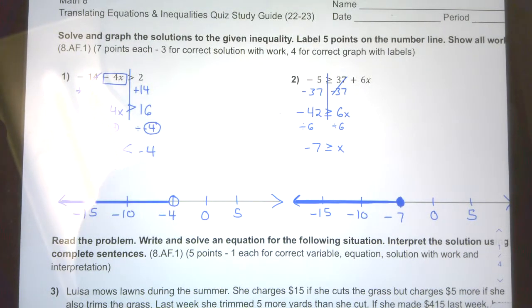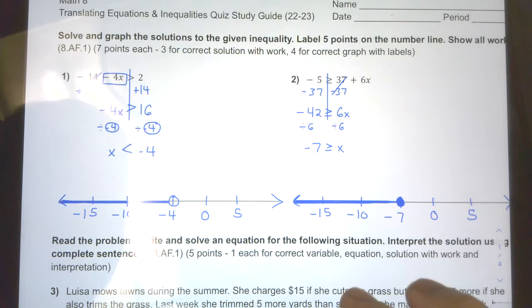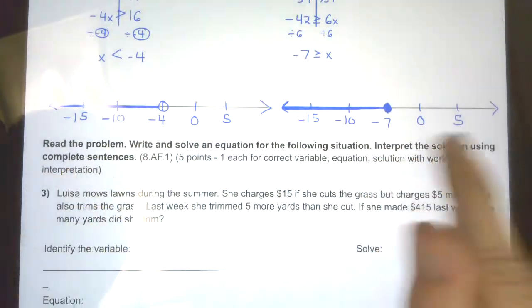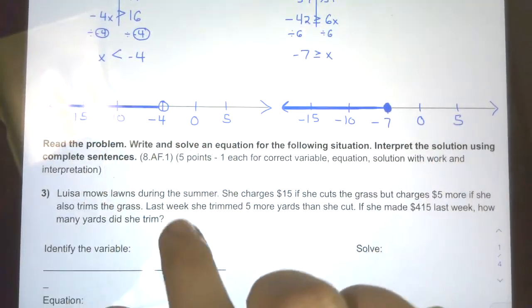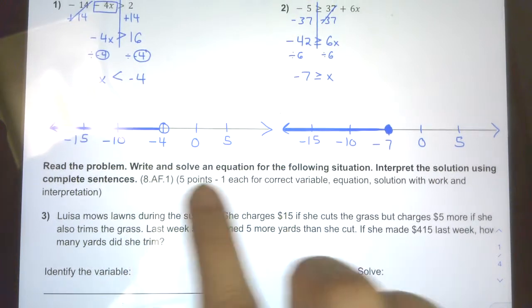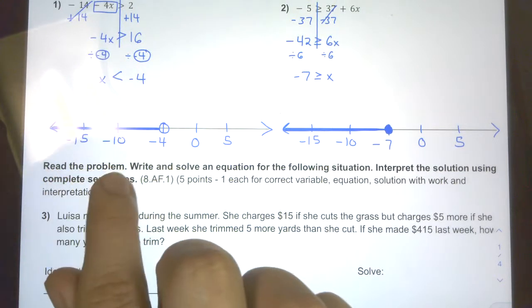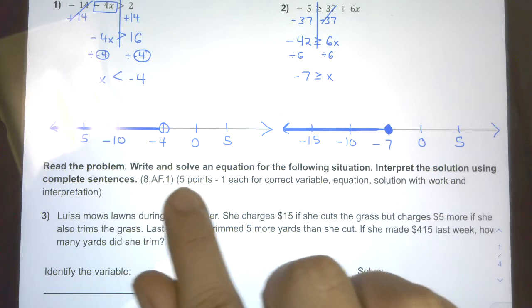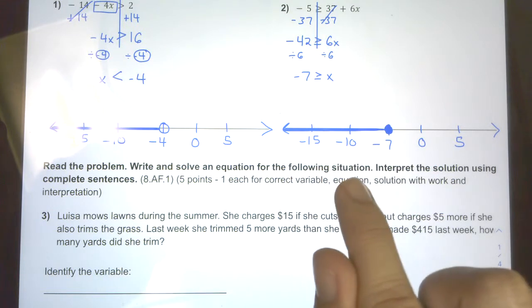Yeah, not too bad. Pretty standard. Next one. So there are some instructions here. This is where your points and the directions are going to be for this particular problem. So it says read the problem. We can do that. Write and solve an equation for the following situation.